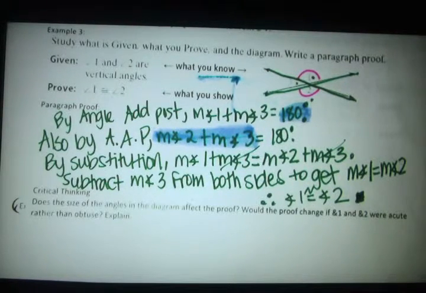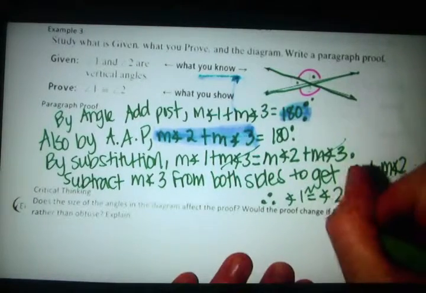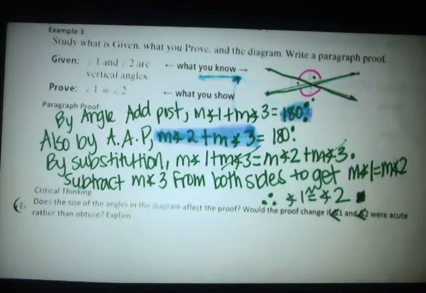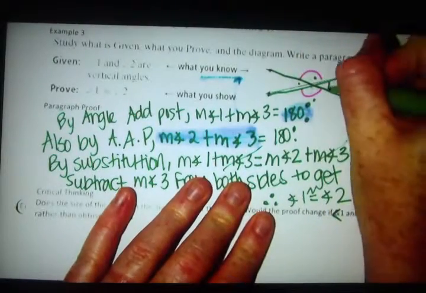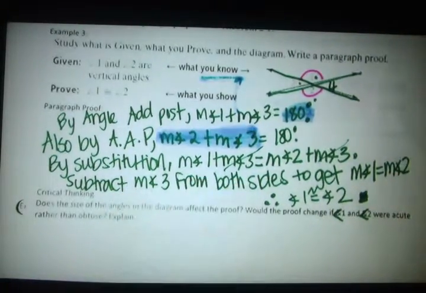Okay, critical thinking. Do the size of the angles in the diagram affect the proof? Would the proof change if angle 1 and angle 2 were acute rather than obtuse? Explain. Okay, so let's look here. Would it change if you use different angle measures? Well, if I have angle 3 here and angle 4, let's think about how I could do a proof there. I'm not going to do it, but let's just think about it.